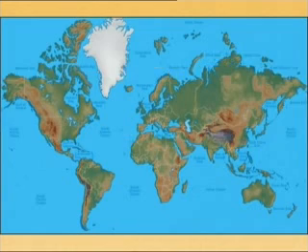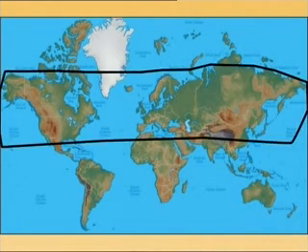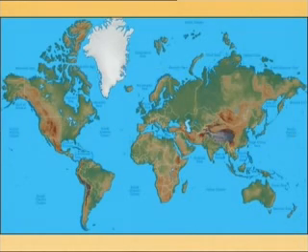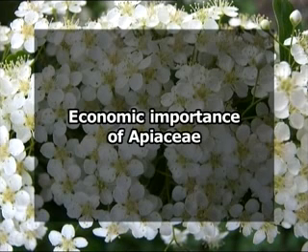Members of this family Apiaceae are widespread all over the world, but their main distribution is in the north temperate regions of the world. Now let us discuss the last part of today's lecture, that is the economic importance of family Apiaceae. The members of family Apiaceae are of huge economic importance. The family contains many important plants that are used as spice.